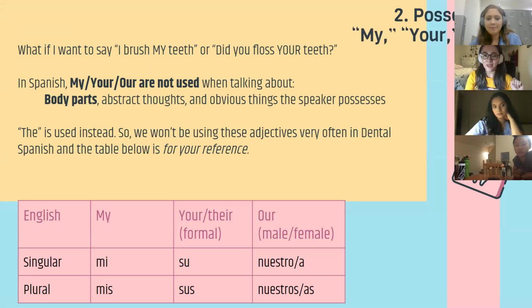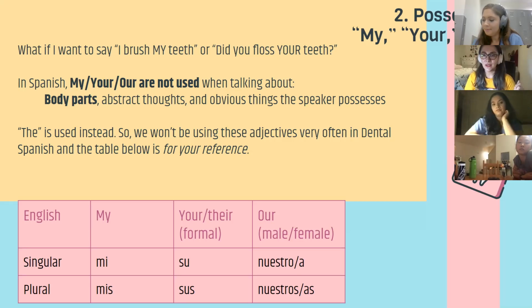So this table is showing you how to apply it if you want to say something that involves my, your, their, or our. So if you want to say, for example, my book, right? That would be mi libro, right? So it's singular, and here you can see my, you say mi.